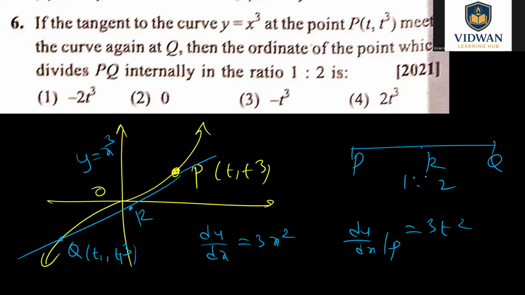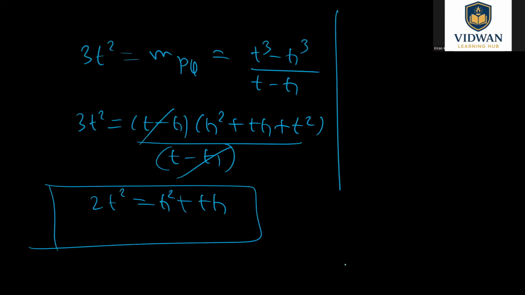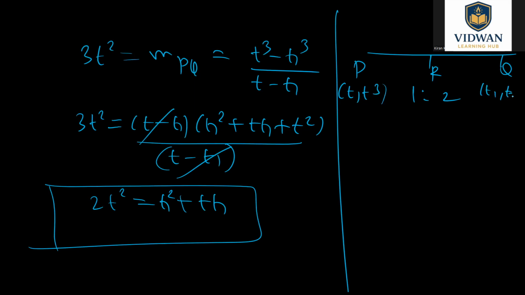Then what are we supposed to find out? The point R, which is dividing PQ in the ratio 1:2. If R is dividing PQ in the ratio 1:2, what is P? (t, t cube). And what is Q? (t1, t1 cube). So by the section formula, what is the y coordinate? (m y2 + n y1) by (m + n): 1 into t1 cube plus 2 into t cube, by m plus n, which is 3.